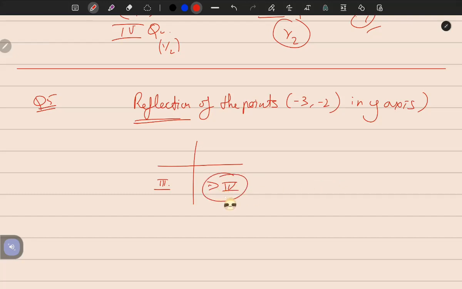If it comes in the fourth quadrant, we know fourth quadrant is plus comma minus. Yes or no? So the minus 3 will become plus 3, and the minus 2 will be the minus 2 only. Okay? Yes. So this is the answer. Very easy, very simple one. Just we want to apply it.